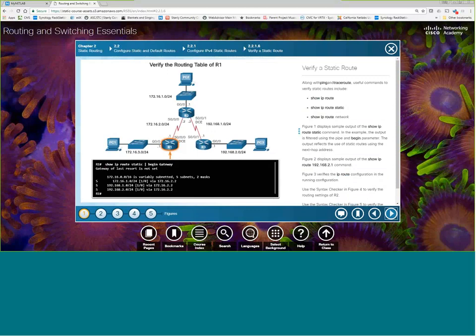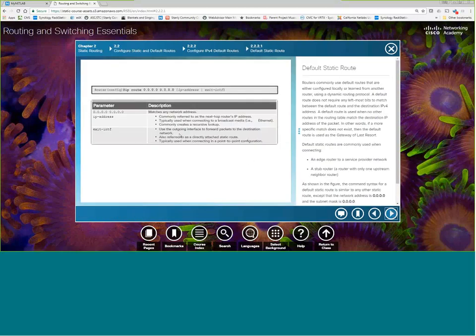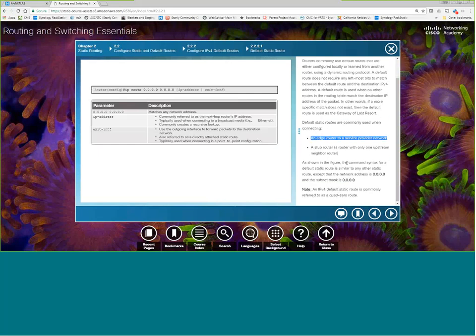Verifying static routes: show ip route static, pipe begin gateway. That'll show you only your static routes in the route table. You just do a show ip route and the actual route to a network, and it will show you what the route is for that network. Here's our default route: ip route quad 0, exit interface, or next hop IP. Used on an edge router going to the internet, or to a provider network, or to a stub router. And we're going to learn later, in scaling and connecting, how to redistribute these default routes into our routing protocols.